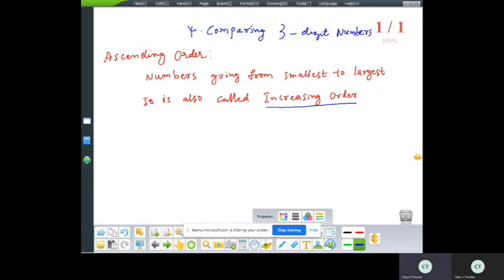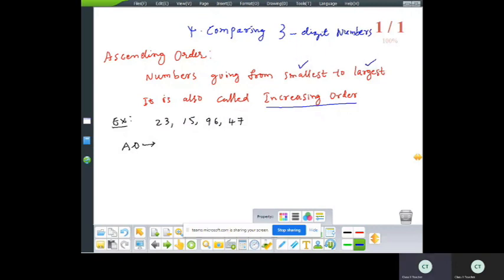Now we see one example. The given numbers are 23, 15, 96 and 47. Now, ascending order, AO. Here the definition is smallest to largest. Ascending order means smallest to largest.